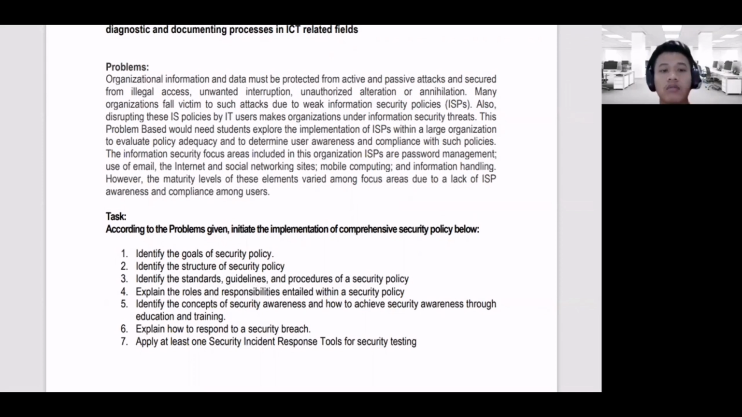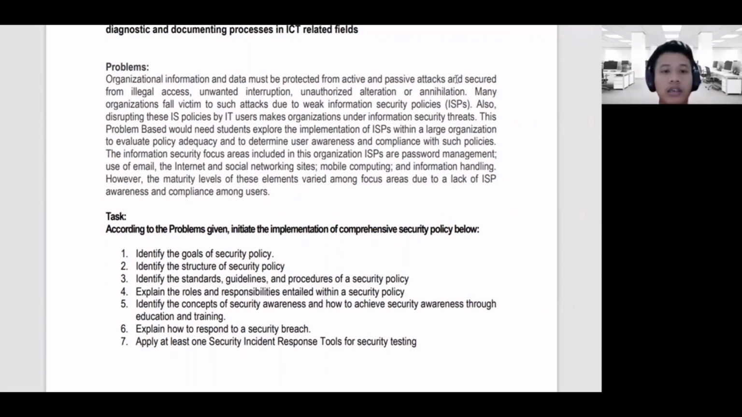01DDT19F1123. Today I will be presenting about the problem-based task on behalf of the network security. For three questions, the first one is identify the goals of the security policy. Second one is identify the structure of the security policy. And the third one is identify the standard, guidelines, and the procedures of the security policy. So let's take a look at the question.